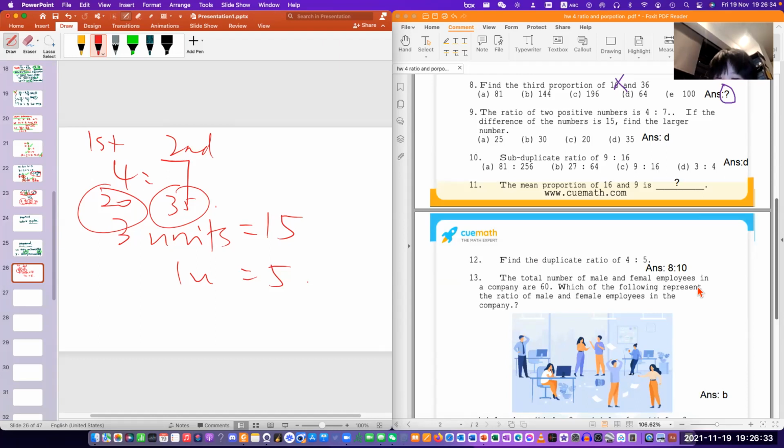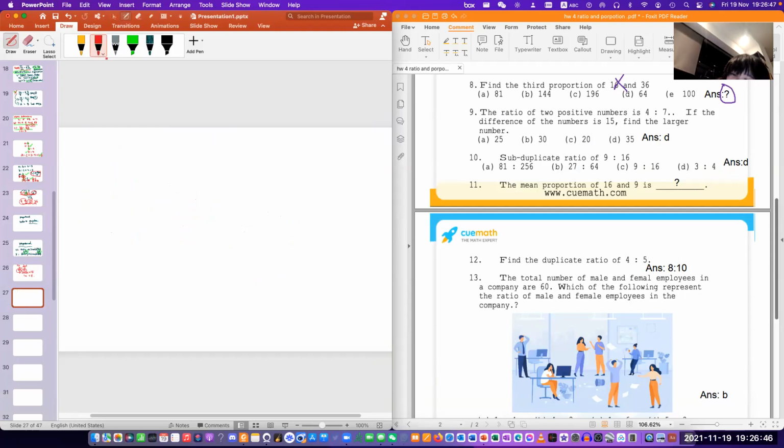Sub-duplicate. It's the questions with the proportion thing. No, I'm talking about 10. So 10, sub-duplicate ratio of 9 to 16. You need to find out what it is. You can simplify 9 to 16? No, you can't. Can you simplify further? You cannot, right? So your answer D is not correct.